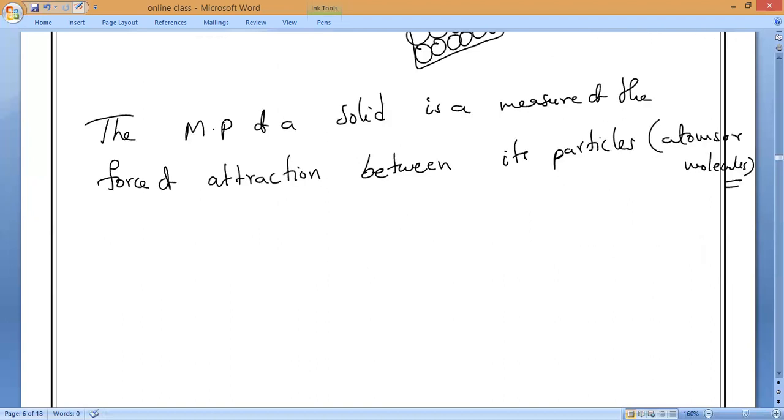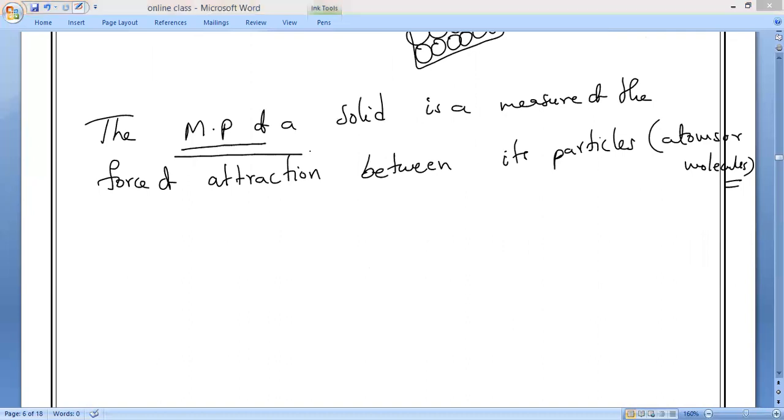So what is the importance of melting point? Melting point tells how strong or how weak the substance is. When a solid is heated sufficiently, it will change its physical state into liquid.